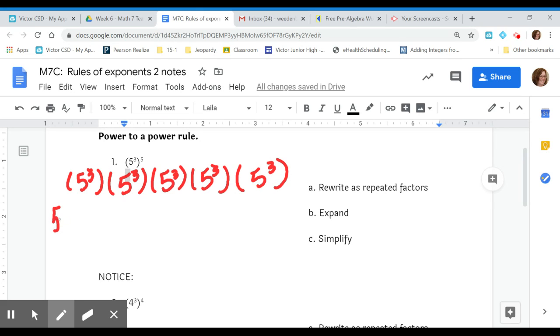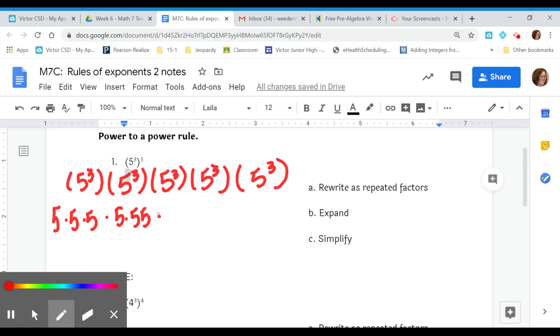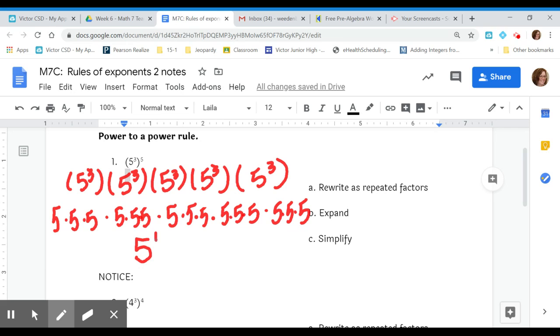So this would be 5 times 5 times 5, 5 times 5 times 5. So there you can see I've expanded each of these 5 to the third powers. That's a lot of 5s there. So we can count them up and see how many we have and rewrite this as an exponent. That would be our simplifying. If we count them up, there's 15 5s here. So that would be 5 to the 15th power. And that's our simplified version right there.